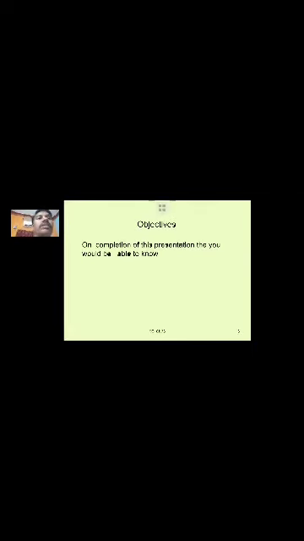On completion of this presentation, you would be able to know the definition of compound angles, and the geometrical proof for the formula sin of A plus B and cos of A plus B. Definition: the algebraic sum of two or more angles is called a compound angle.